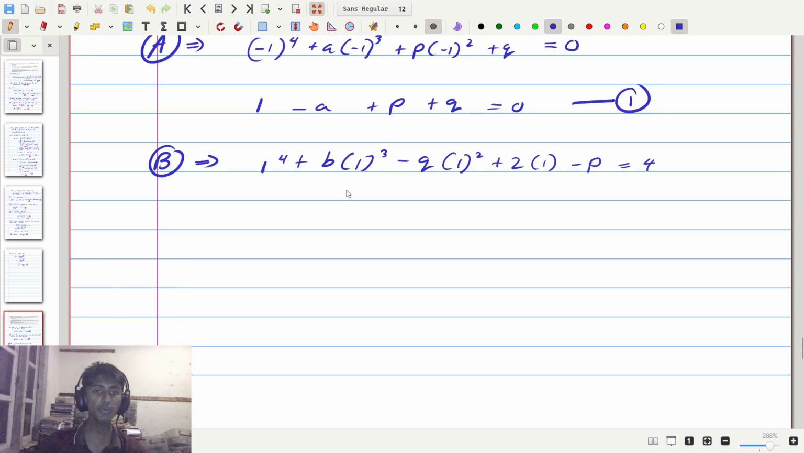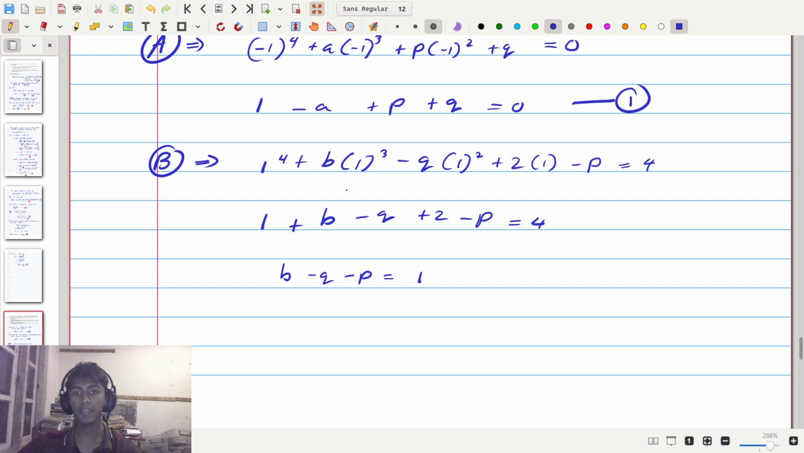Now simplifying this one down, we can see on the left hand side we get 1 plus b minus q plus 2 minus p equals 4. And from this we can see, if we subtract 1 and 2 from this side, we can get b minus q minus p equals 1. And this is going to be equation number 2.